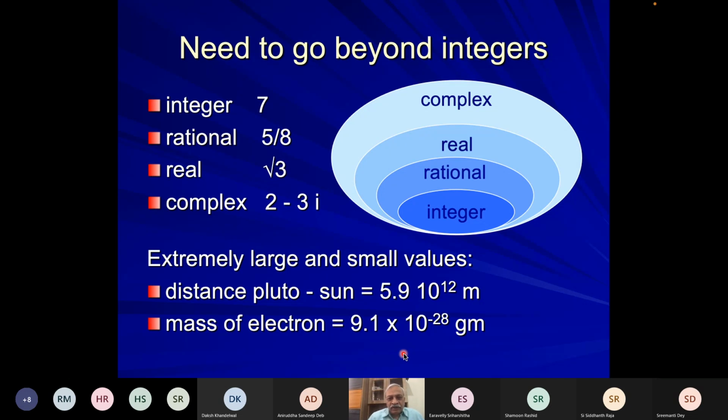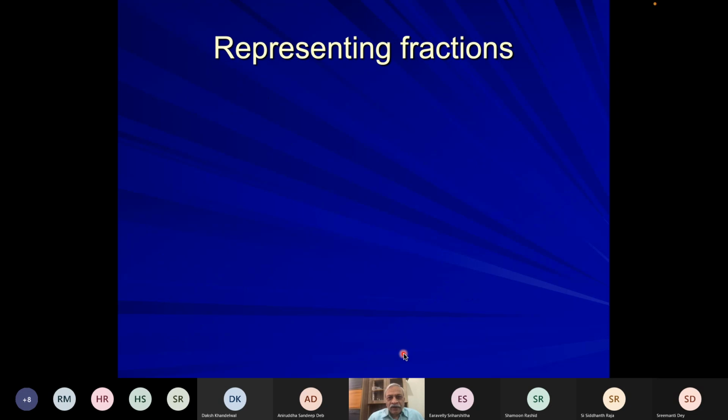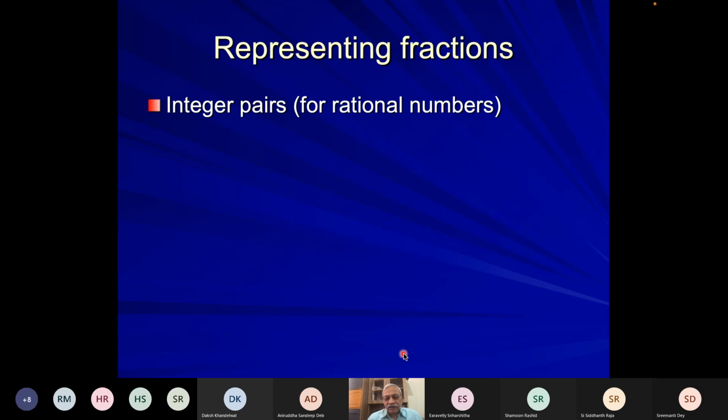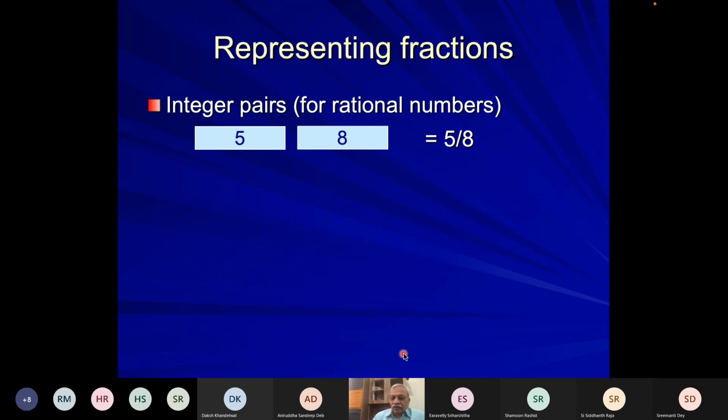So how do we represent such numbers? Firstly, how do we represent fractions? We'll talk of range. There are two aspects. One is the range from very small to very large. The other is the ability to have fractions. If you were to talk of only rational numbers, then you can represent them by integer pairs. If you want to represent 5 by 8, you have two integers: one is the numerator, the other is the denominator.